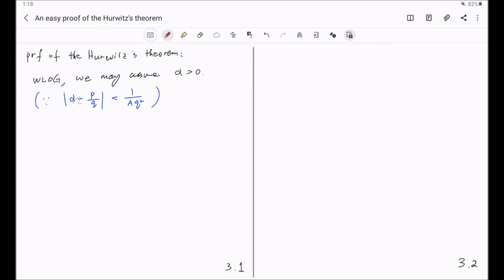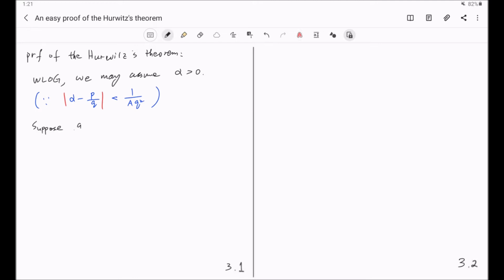And because of the absolute value here, it doesn't really matter whether alpha is positive or negative. We can always flip the sign of p correspondingly.